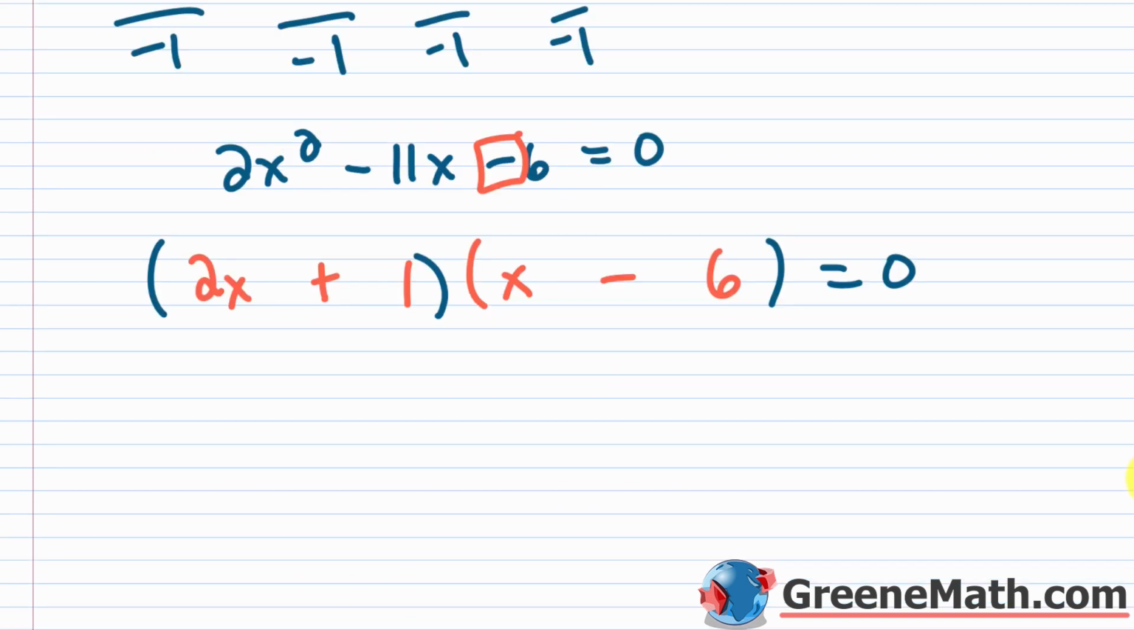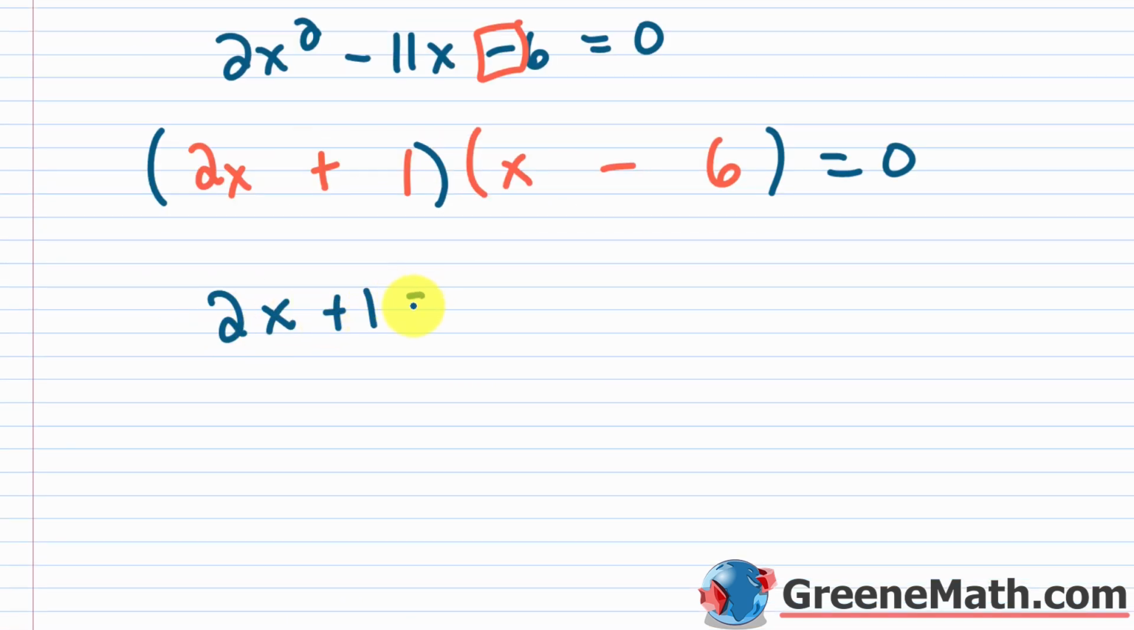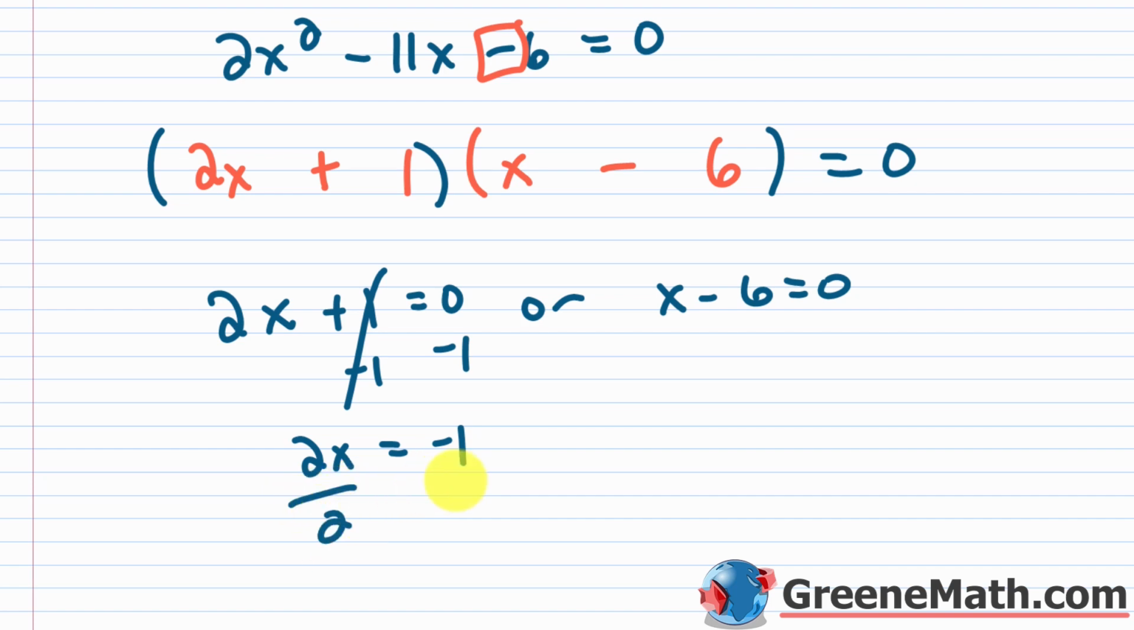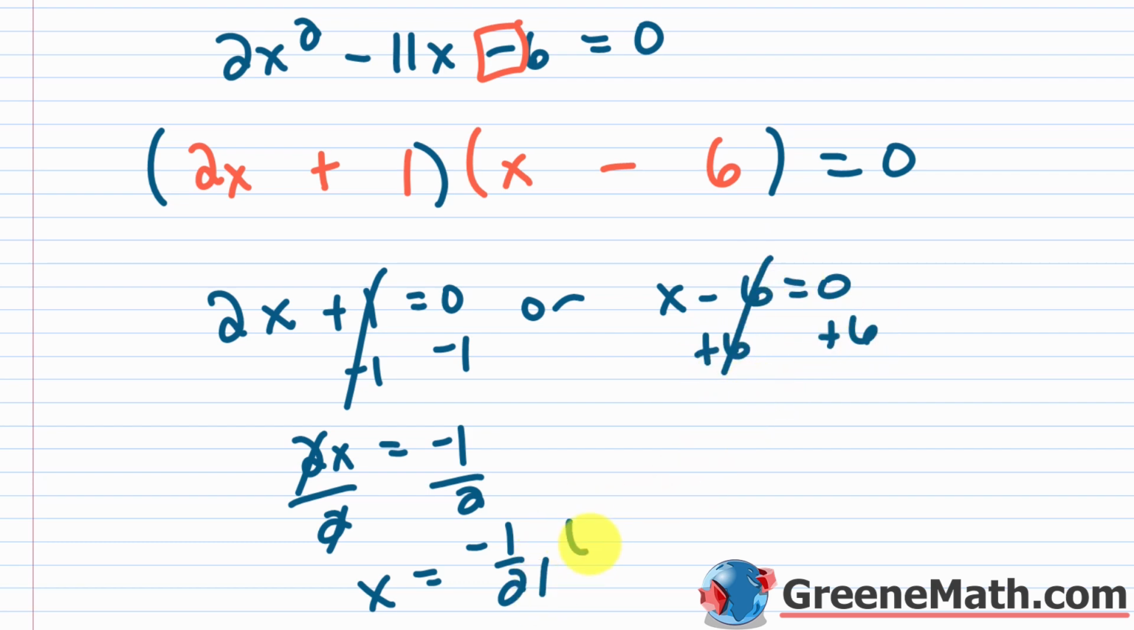So let's come down here and say 2x plus 1 equals 0, or x minus 6 equals 0. So here we subtract 1 away from each side. We say 2x is equal to negative 1. Divide both sides by 2. We'll say x is equal to negative 1/2. Over here, let's add 6 to both sides. Let's cancel this. So also x could be 6.